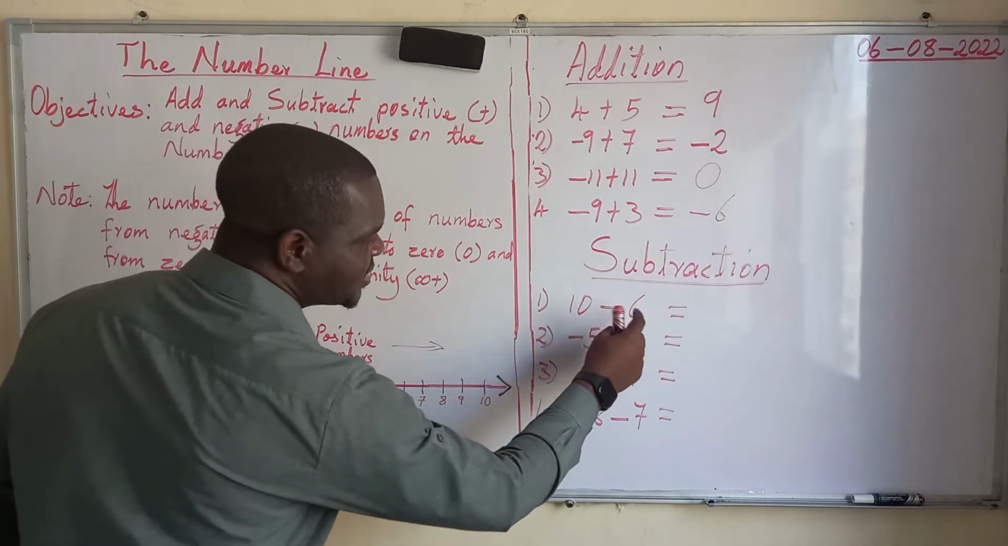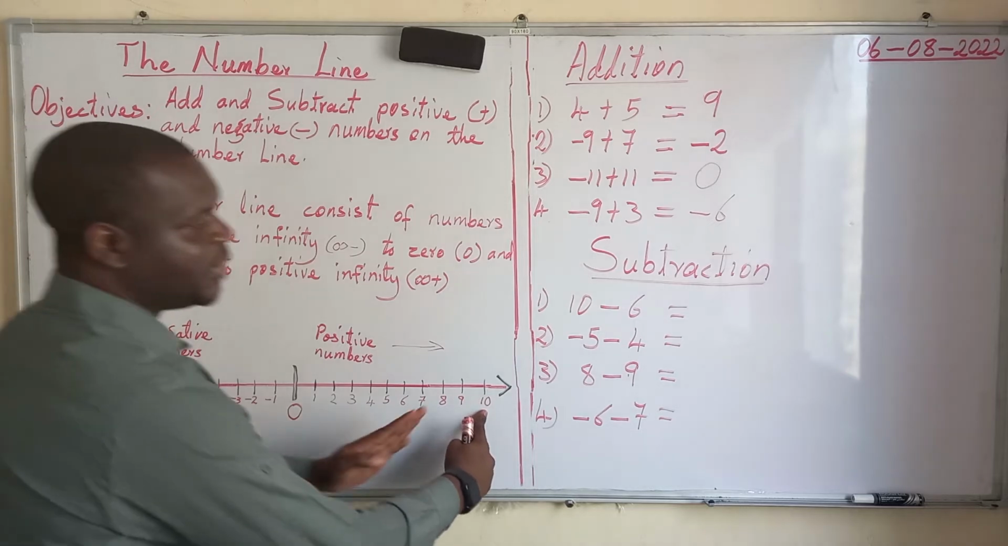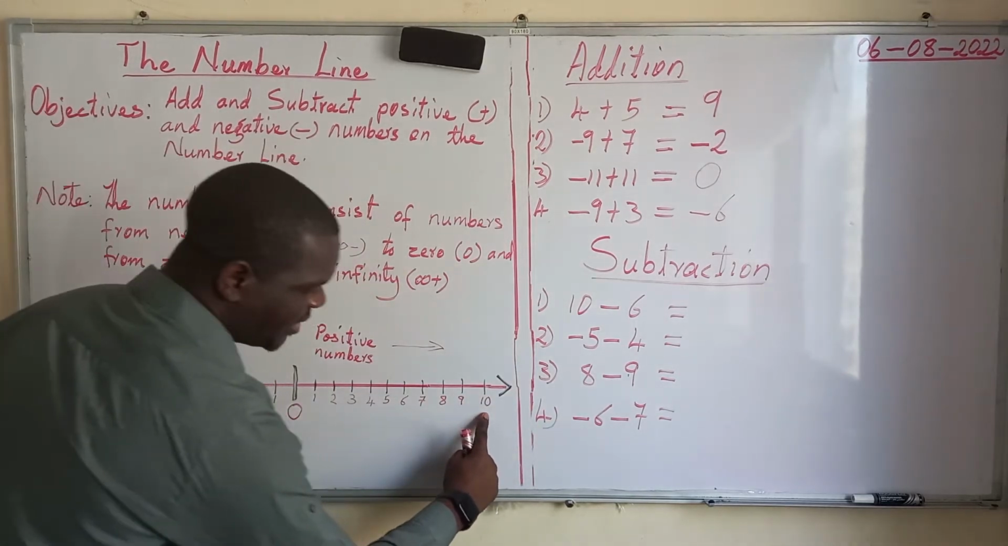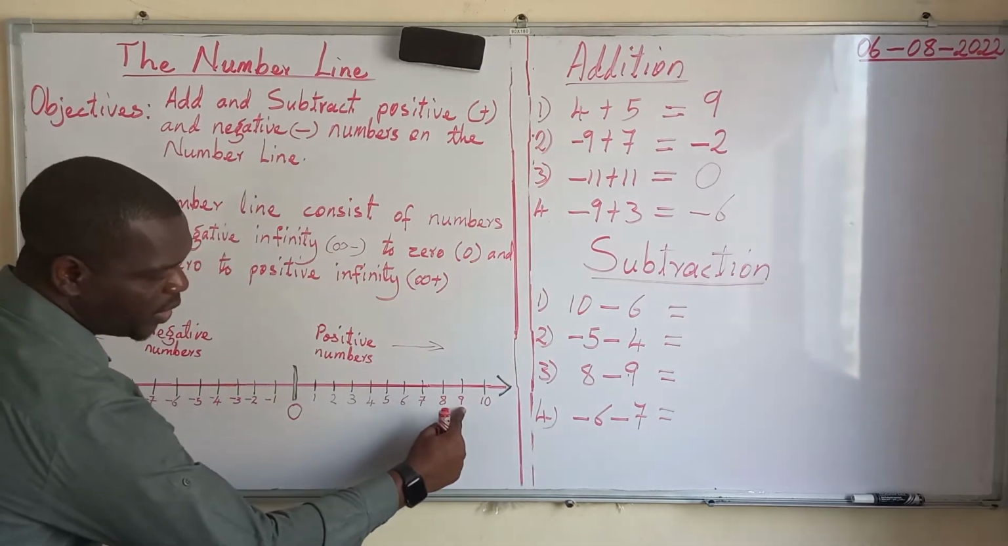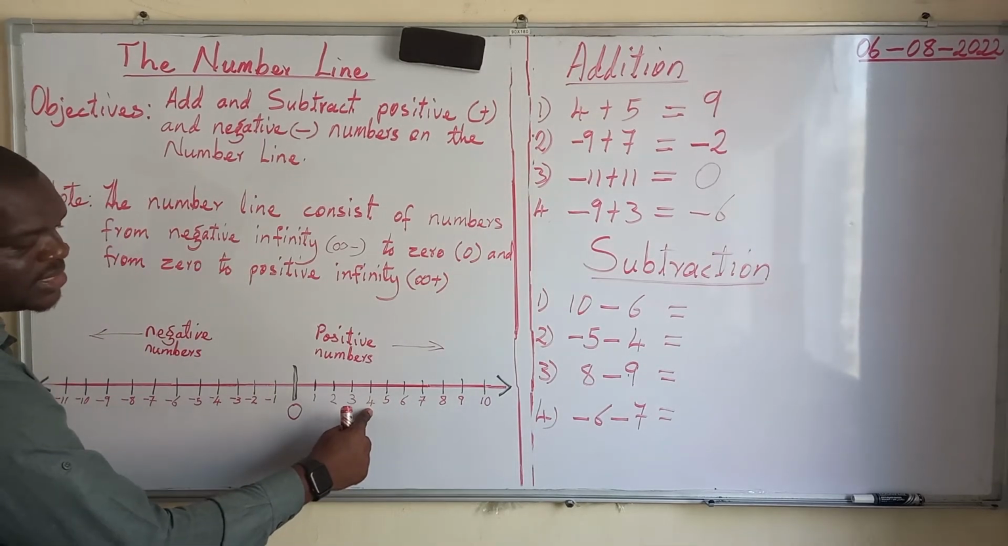10 minus 6. 10 means positive 10. So this is where we have our 10. And we are going to count to the left 6 times. So from 10 we count 1, 2, 3, 4, 5, 6. And our answer is 4.